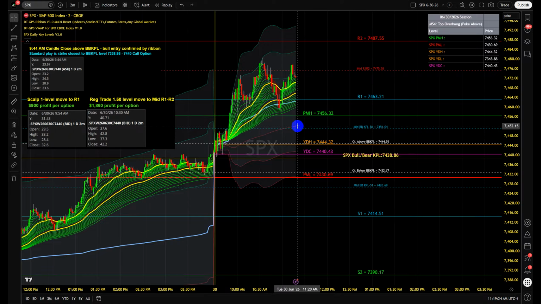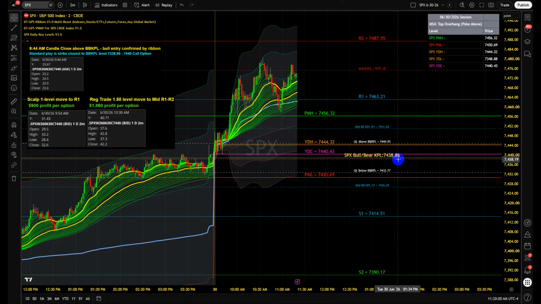We're also going to take a look at the early session lotto option trade, so we're going to explain the difference in the strikes as well. With this particular indicator in the daily key level strategy, in the standard strategy, there are three different option strikes that you can choose from. The standard play of those three is going to be the strike closest to the level that you're basing the trade on. In this case, a bullish trade taken off the SPX bull bear KPL. So that's going to be the strike closest to this, which is the 74.40 call option.